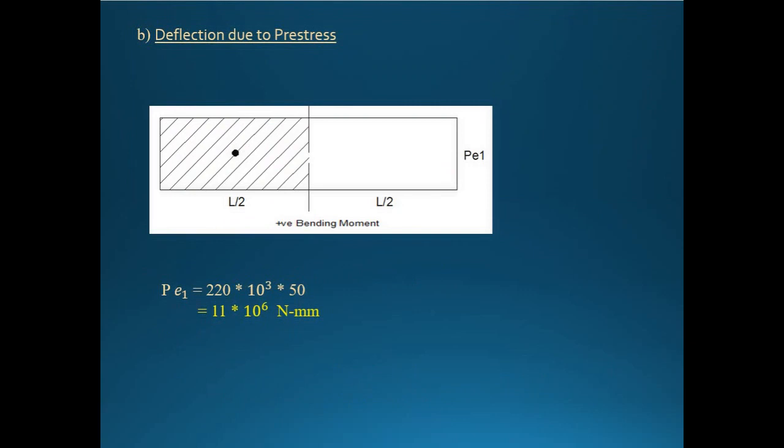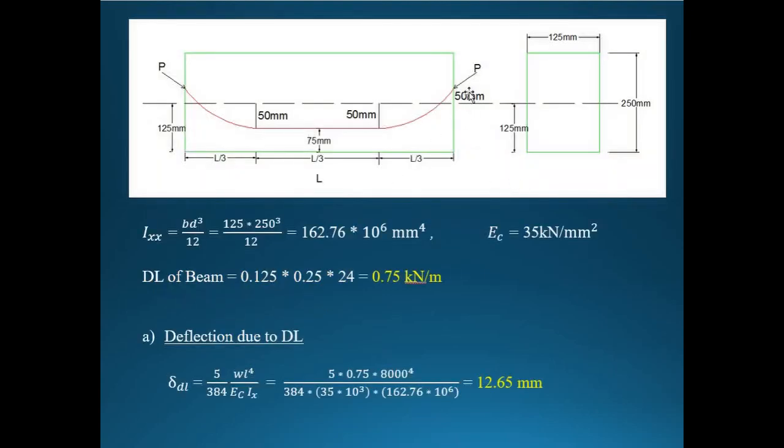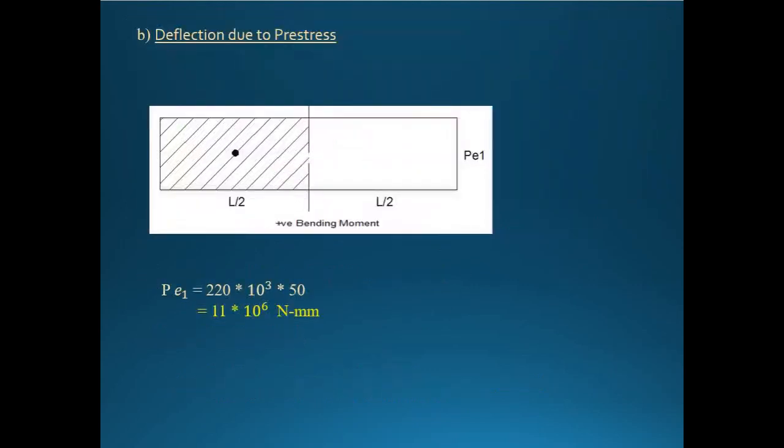So PE1: the complete length of the beam is L, half of that is L by 2, and the height will be P into E1. Here E1 is this value, that is 50. Whatever value is there above the neutral axis is considered as E1. So P into, converting kilonewton to Newton, 220 into 10 power 3 into 50, we will get PE1 equal to 11 into 10 power 6 Newton mm.